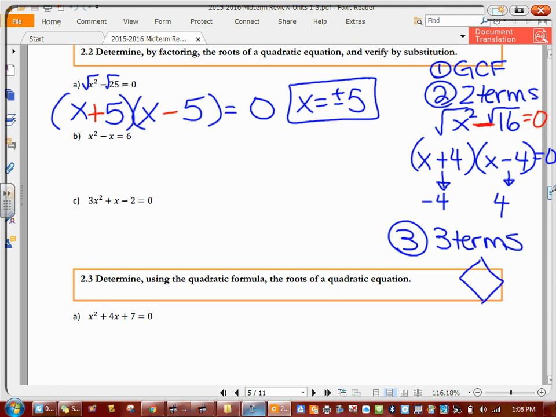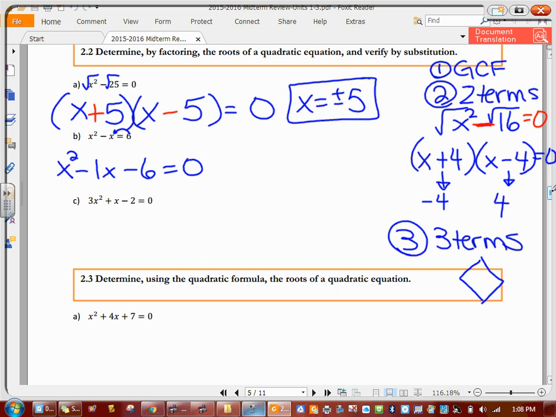The next one does not equal 0. So we're going to have to move that 6 to the other side. So we want it to equal 0. So we're moving the 6 over by subtracting it. So we're going to have x squared minus 1x minus 6 equals 0. You don't have to show the 1 in front of the x, but I showed it there just so you don't forget he's there. So the next thing we're going to do now, I check 3 terms. I can't GCF anything, so I'm down to my diamond.